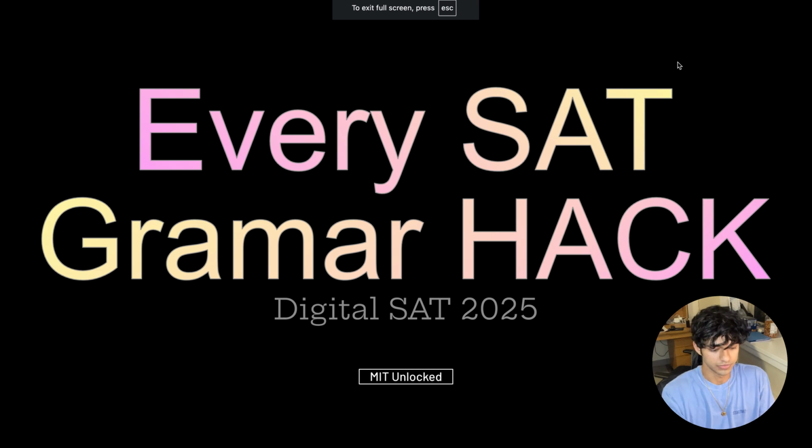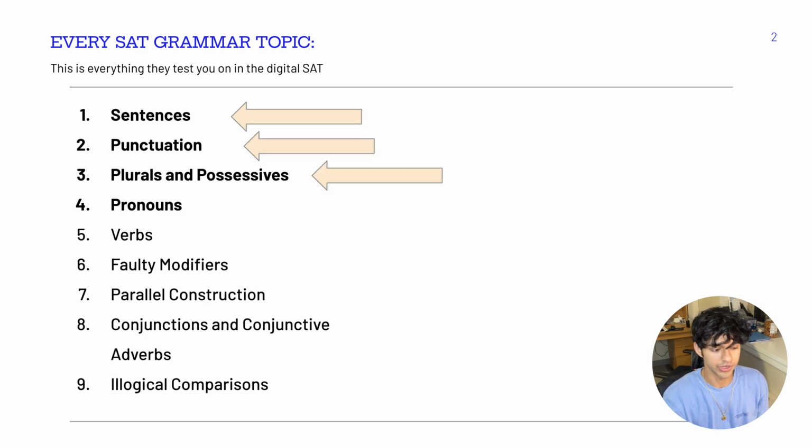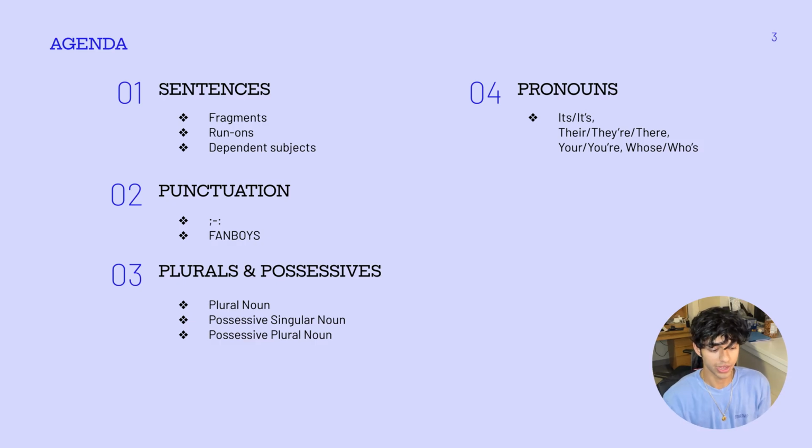So let's get into it. This is every grammar topic that the digital SAT is going to cover. In this video, we're going to be talking about the first three, and we're going to touch on pronouns a bit. So if you don't know what any of this means, that's completely okay. These are just the technical terms that the English majors use to describe what we already automatically do when we speak English.